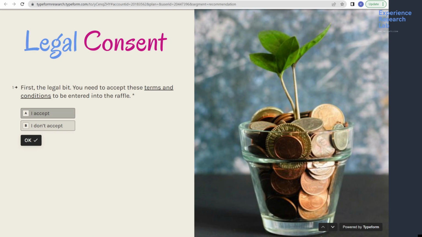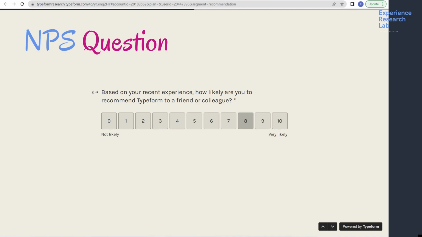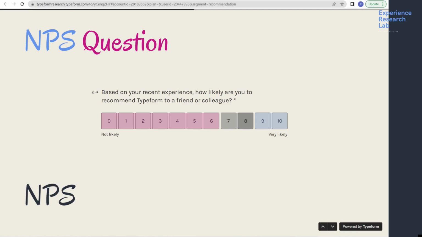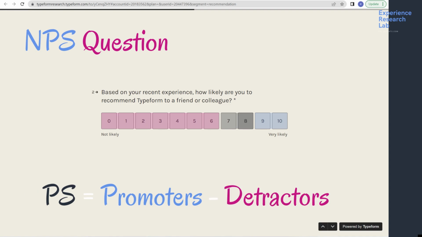A Net Promoter Score, or NPS questions, aims to measure loyalty, particularly the likelihood to recommend a brand, product, service, or experience to others. This question comes with an 11-point scale ranging from 0 to 10, 0 to 6 for detractors, 7 to 8 for passives, and 9 to 10 for promoters. NPS equals the percentage of promoters subtracted by the percentage of detractors.